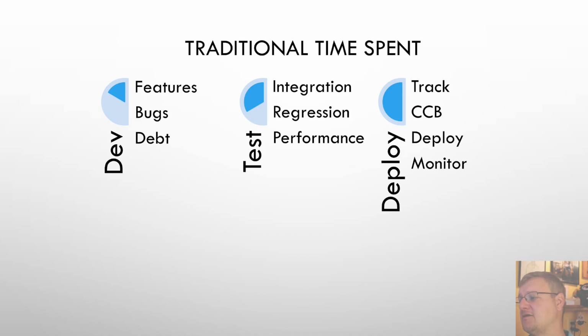So let's talk about the way time was traditionally spent. Before we got to the DevOps journey, development spent a lot of time with features, bugs, and technical debt. Your test or QA team would do all the integration tests, the regression tests, the performance tests. The deployment side was all focused on tracking changes. You had a change control board, you had deployment nights, you had monitoring tools, but the operations team was very separate from dev and test. These were 3 different silos.